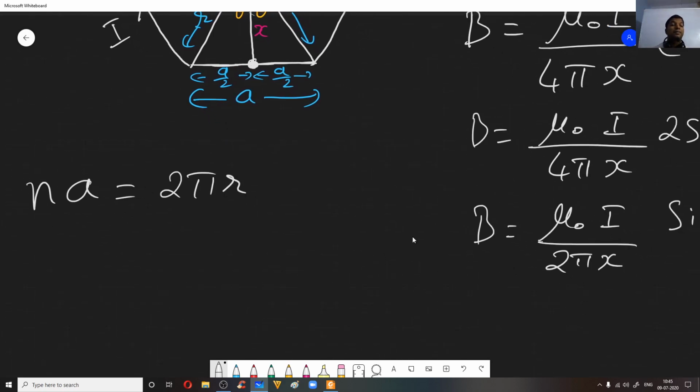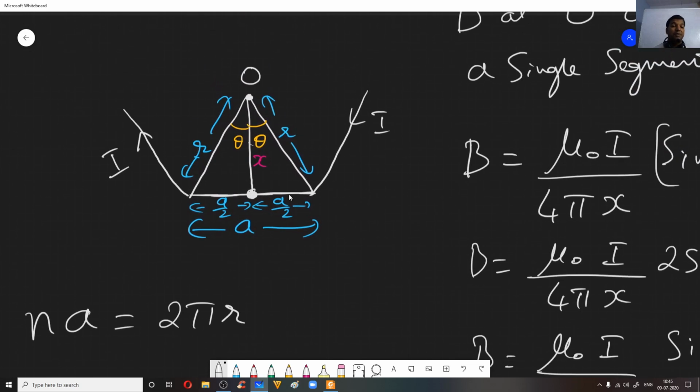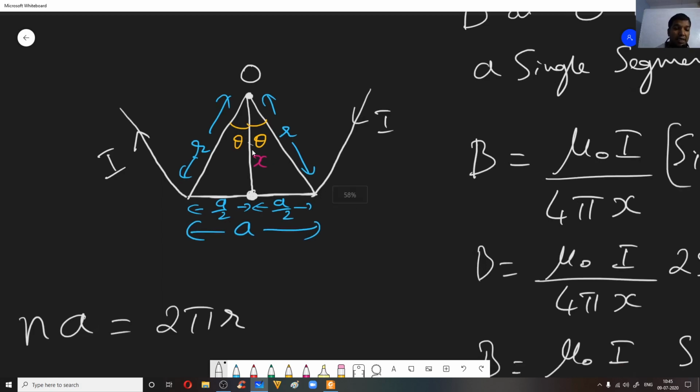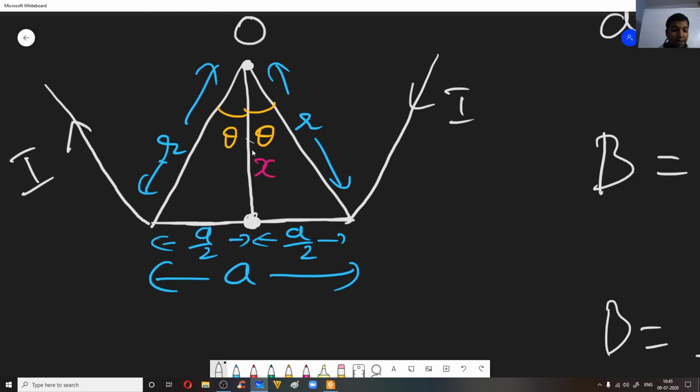Also, if you observe this angle theta here, each angle is theta, then the complete angle I can write as 2 theta, is it not?